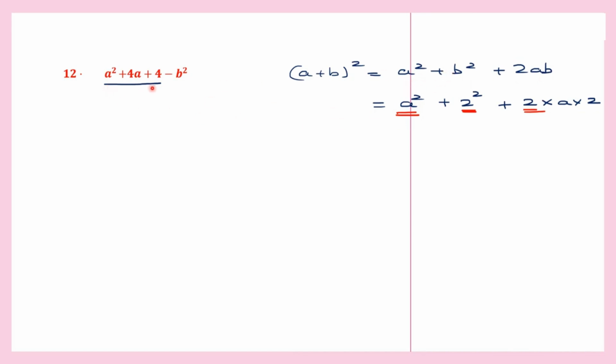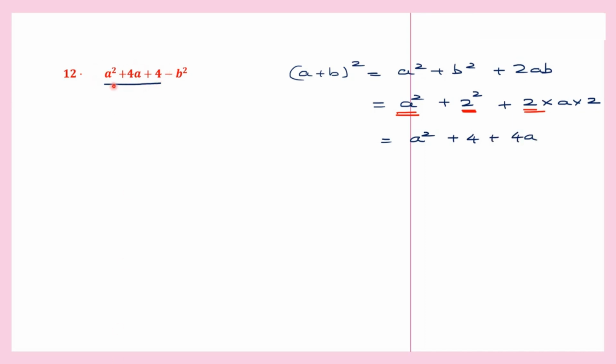Now b square, I can take the 4 as b square, and now if the 4 is b square, what is b? B will be only 2, isn't it? Because it's the square root of 4. So I've got 2. So a is a and b is 2. That's why we got 2 into a into 2, 2ab. Now if you write this, what does this become? A square plus 4 plus 2 2s are 4, 4a. We get this, isn't it? We get the same thing as this.